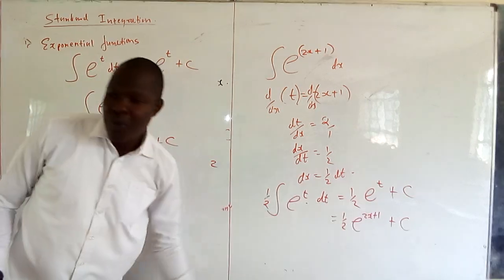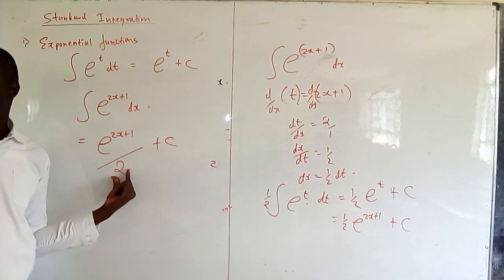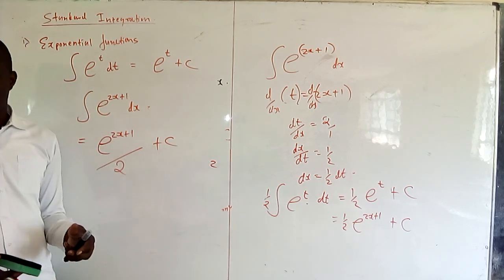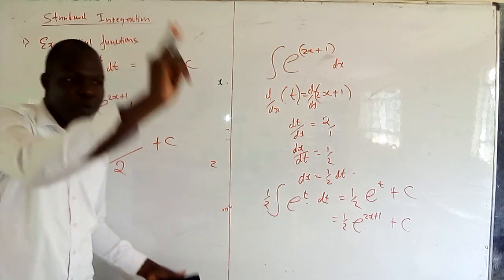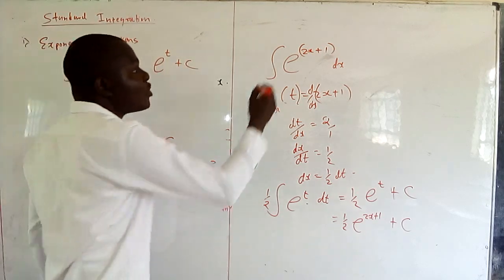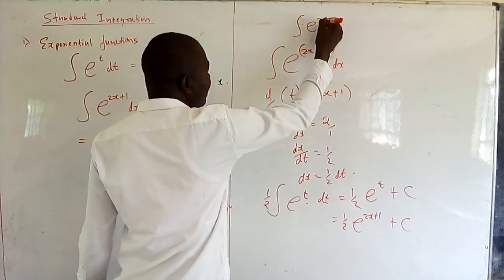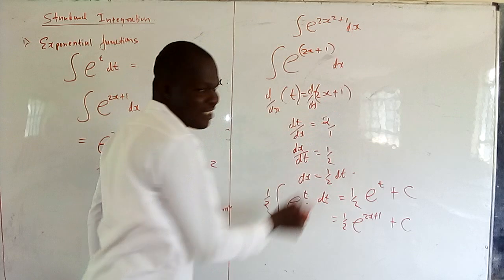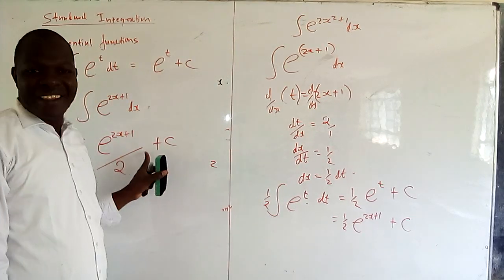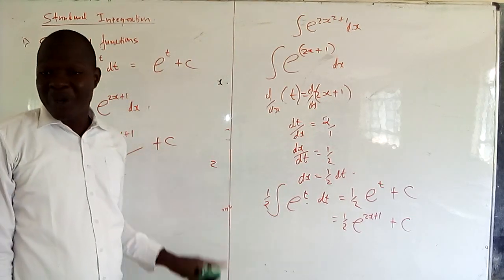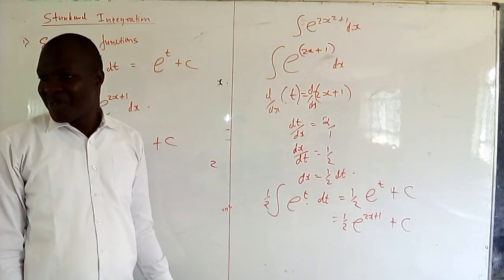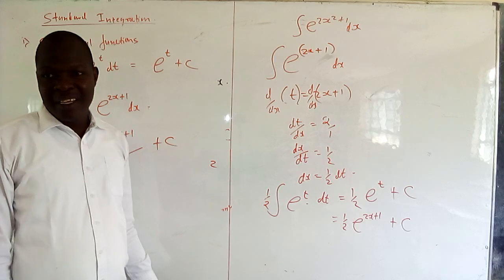And that is what you have here. I have exponential 2x plus 1, meaning that you divided it by 2. You divide by the derivative of the inner function in integration. The derivative of the inner function must be a constant. Meaning if somebody tells you to integrate exponential 2x squared plus 1 dx, you cannot integrate that in the form of a standard exponential function because the derivative of the inner function is not a constant. Have you seen that? Are we together? Yes.